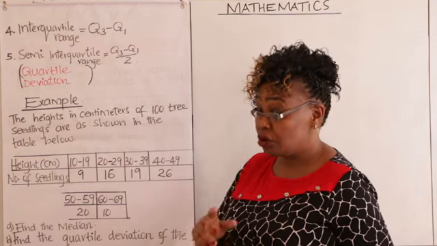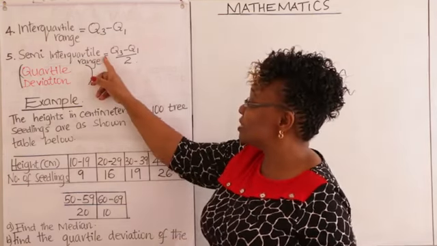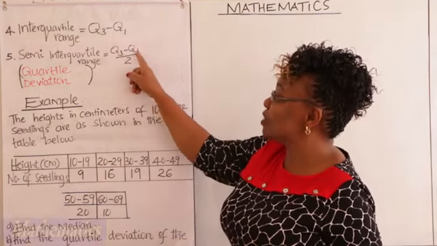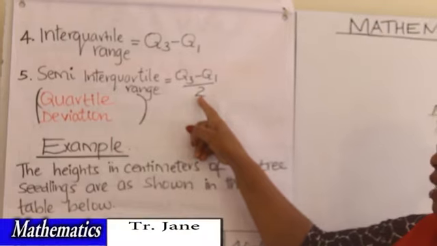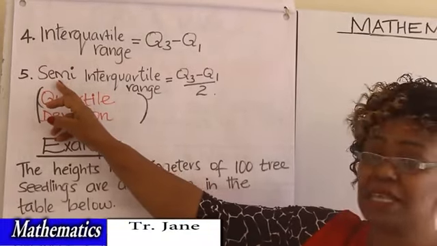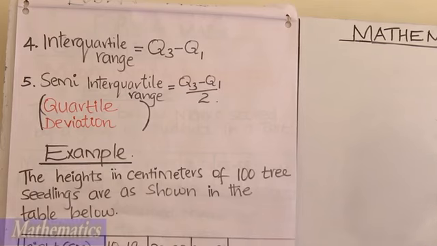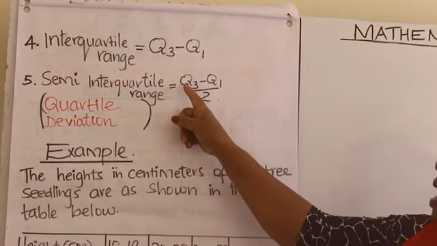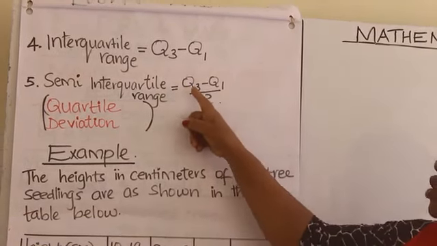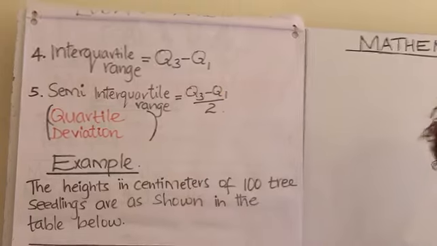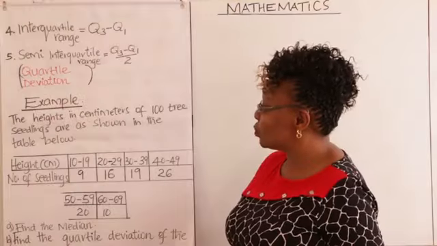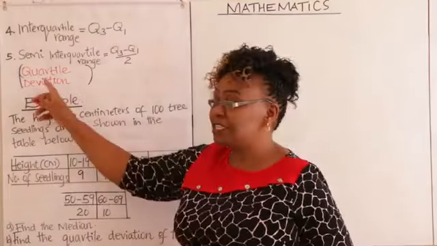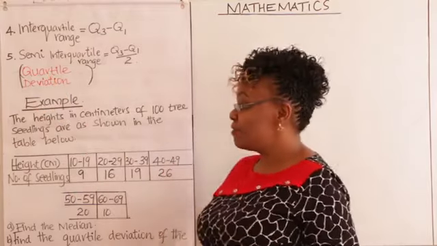Note that, it is got by the interquartile range divided by 2. In other words, it is half. Semi means a half, a half of the interquartile range. So it is the interquartile range, Q3 minus Q1, divided by 2. And remember, it is also called the quartile division.